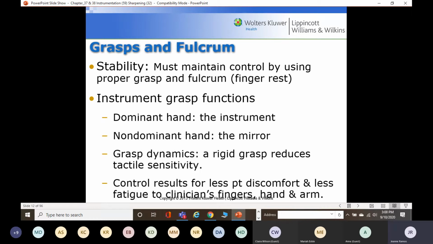Your dominant hand has the instrument, your non-dominant hand has the mirror. A rigid grasp produces tactile sensitivity. I'm sorry, that is not true. A rigid grasp does not produce tactile sensitivity. You cannot feel a lot when you have a rigid grasp; you need to have a firm but very light grasp. I need to change that. Control results in less patient discomfort and less fatigue to your fingers, hand, arm, and actually shoulder.